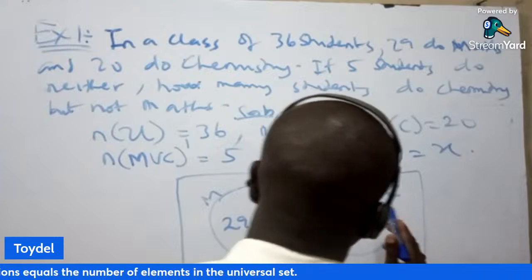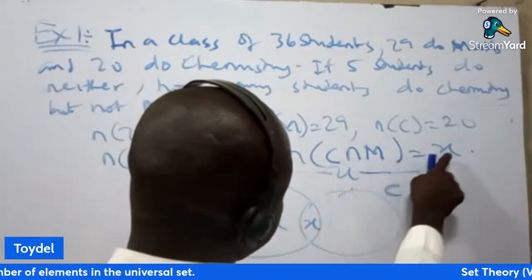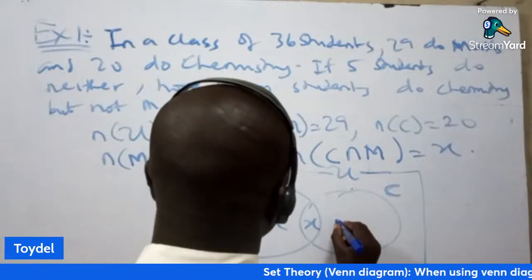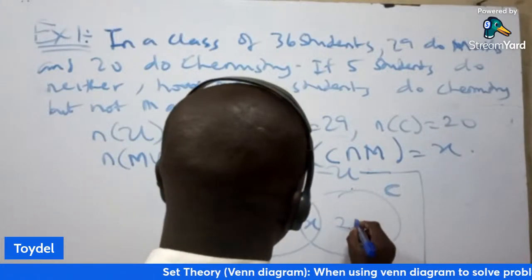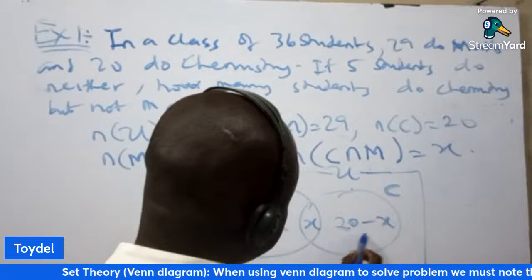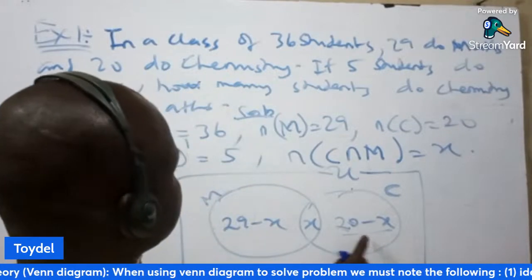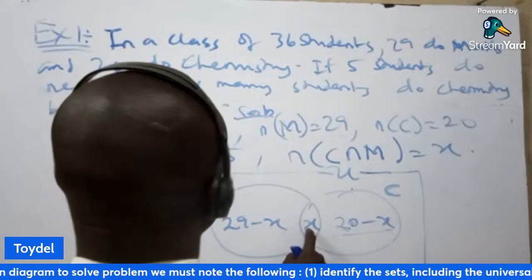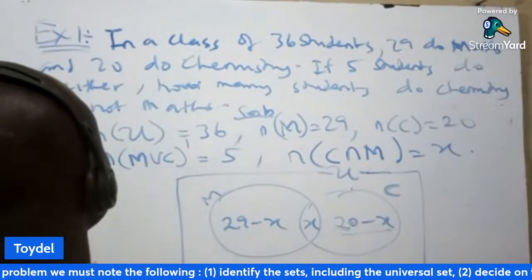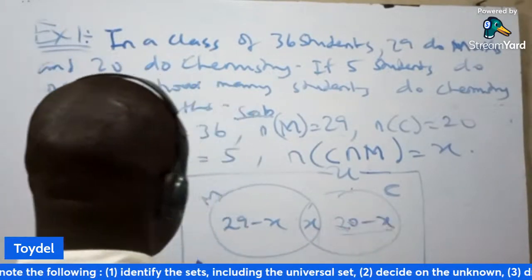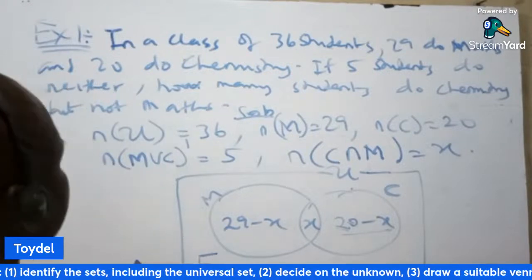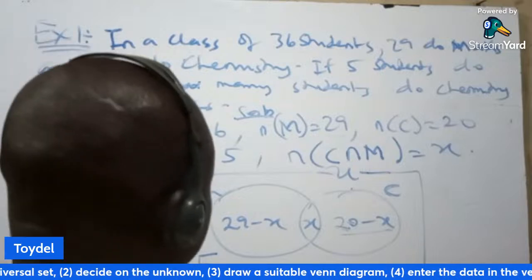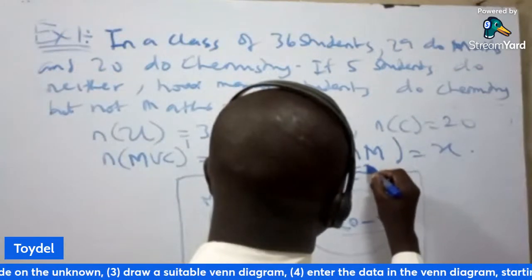This is students that do mathematics intersection chemistry, X. So also we have 20 students that do chemistry. There will be some that do only chemistry alone. That will be 20 minus X. So 20 minus X represents the students that do chemistry alone, 29 minus X represents the students that do mathematics alone, then X, students that do both. Then we are also given that 5 students did not do any of the 2 subjects. So that is the complement of mathematics union chemistry. That is 5. We put this outside. Then the universal, the total is 36.